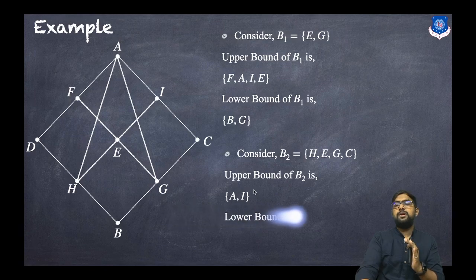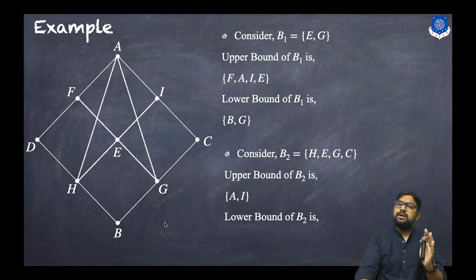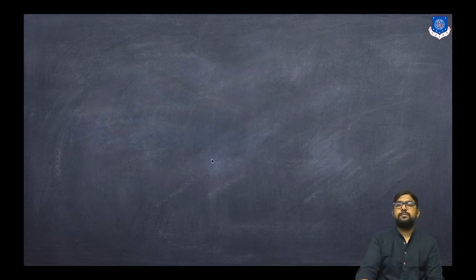Fine. Now for lower bounds, there has to be a relation from the lower points to the given set. Now as you can see, it is clear that B will be the lower bound, because here only one point is there, so it will be the lower bound.